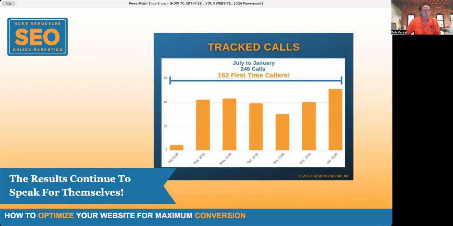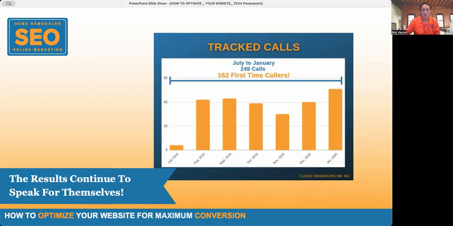And you can see over the last year, these are the number of calls. Again, this is just a graph showing you that these results speak for themselves. And I don't show you this to brag. I show you this because I want you to implement one or all of these 12 critical elements that we're talking about here. These will make a difference in your business.